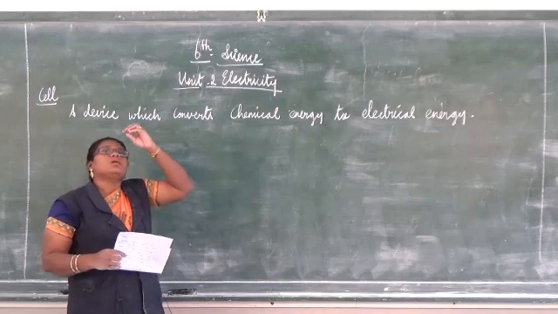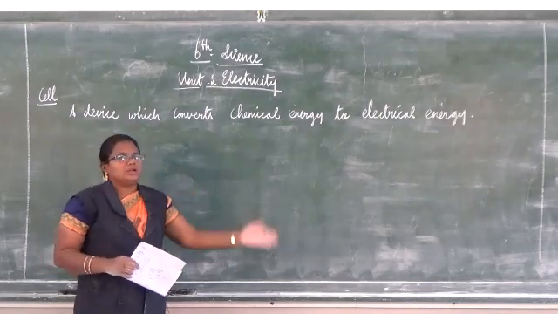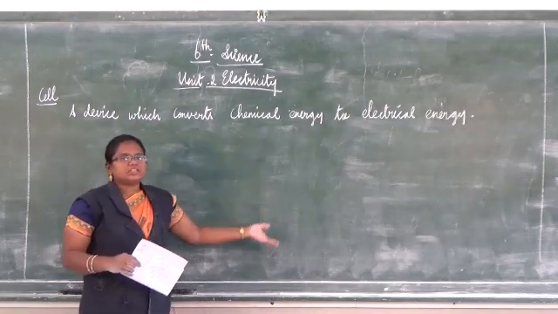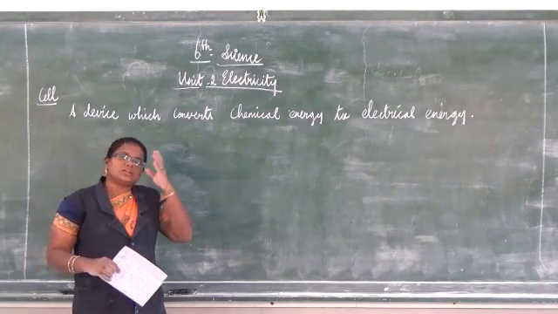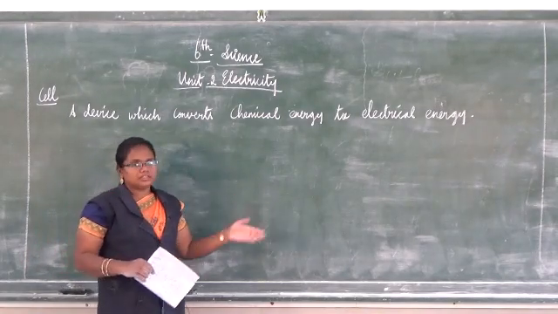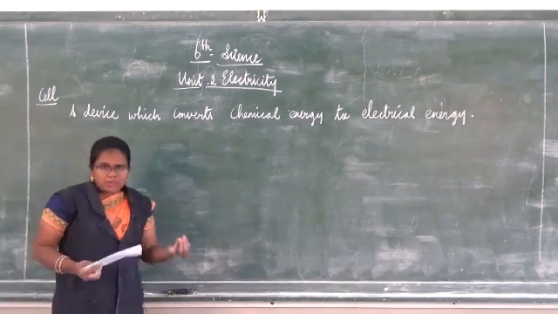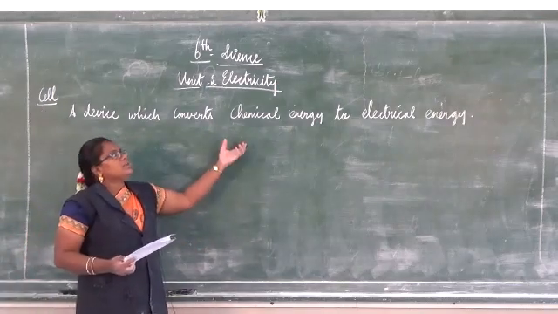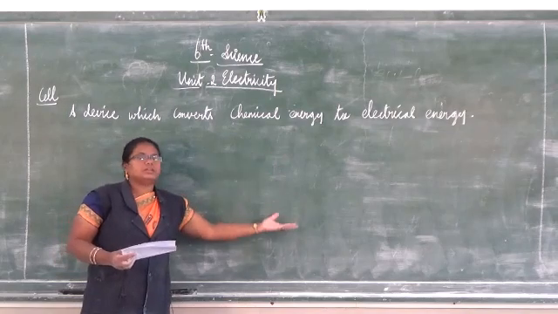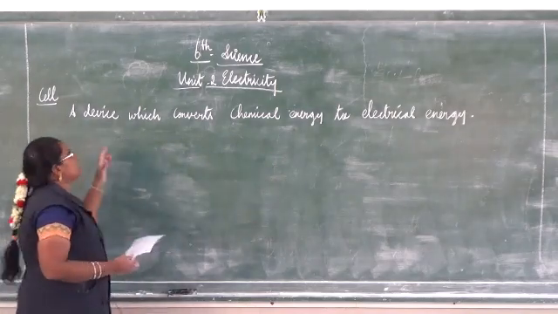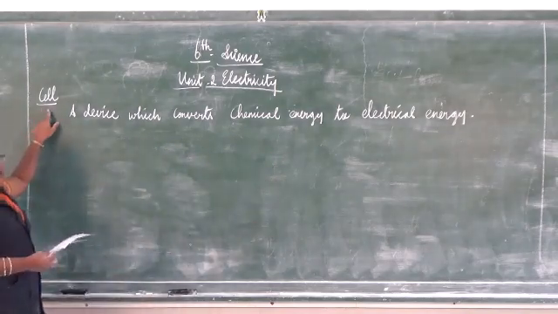Like in a windmill, wind energy is converted into electrical energy. Understand? From a thermal power station, heat is converted into electrical energy. The same way, in a cell, a chemical is taken, and from that chemical it is turned into electrical energy. That particular device is called a cell.